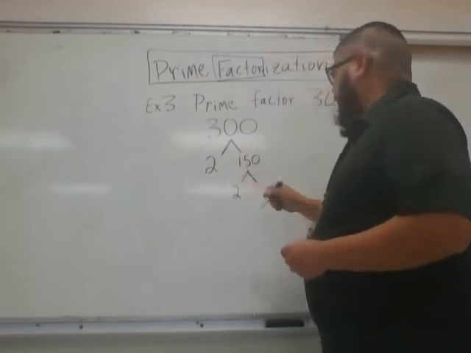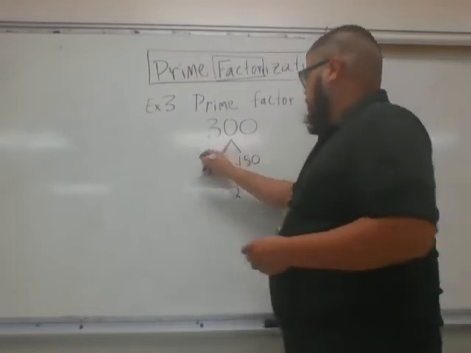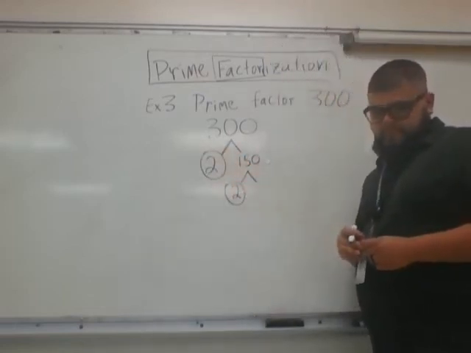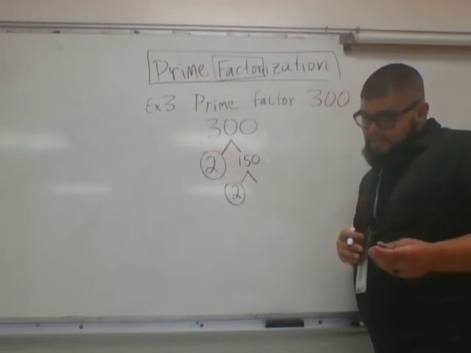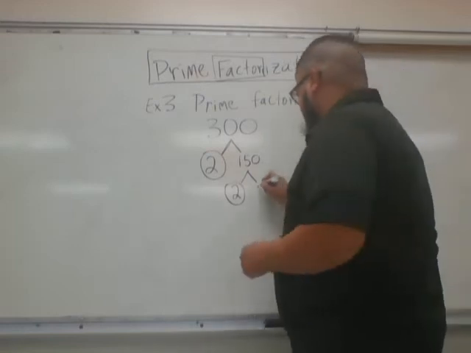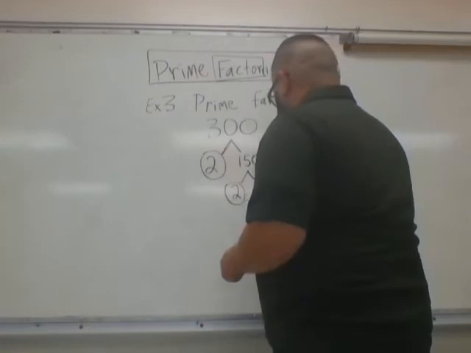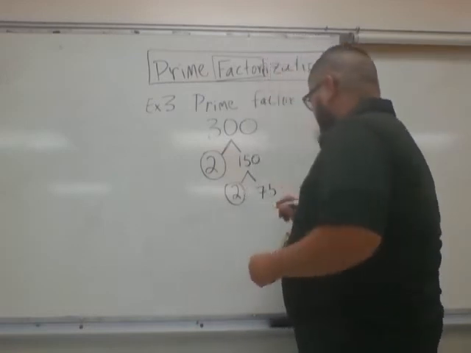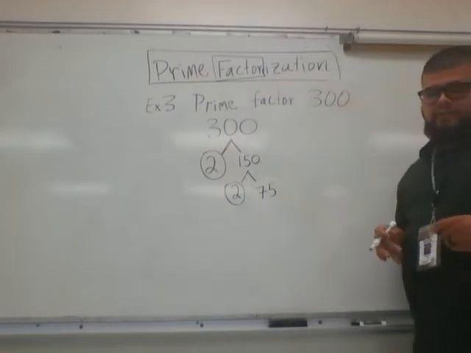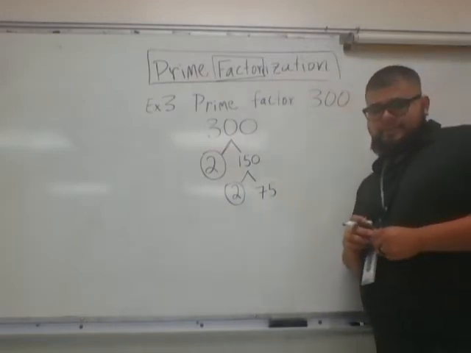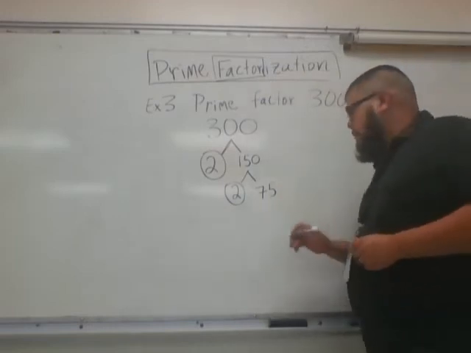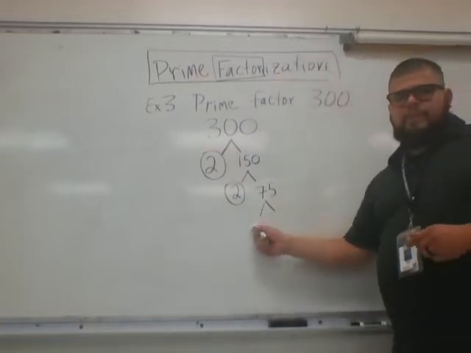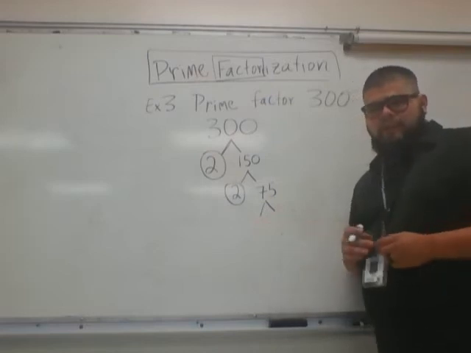150 is not prime. So half of 150, again, we can circle these numbers because they're prime. Half of 150 is 75. No, don't circle that. It's not prime. 75. Now, is 75 even? No. We have to think of two numbers. And I like to think of my number here to be prime, right? And the other one might be or might not be, right?